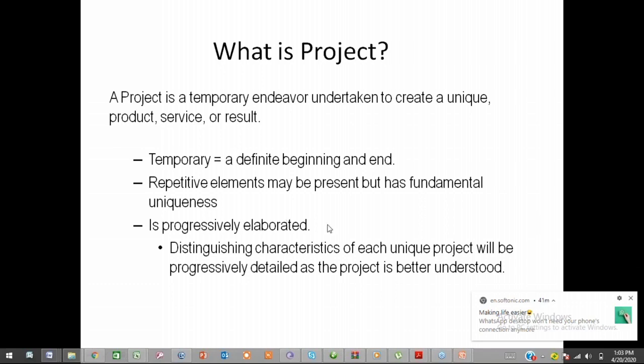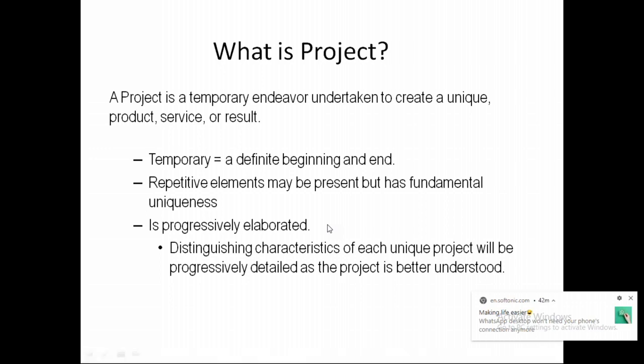So let me continue with the class. Temporary is key in the definition of project. A project is a temporary endeavor undertaken to create a unique product, service, or result. Then we talk about repetitive elements, which may be present but it has fundamental uniqueness. Once you've achieved your aim as a project, once you're able to develop that which the project is meant for, the project time is ended. When we talk about progressive elaboration, it means the distinctive characteristics of each unique project.